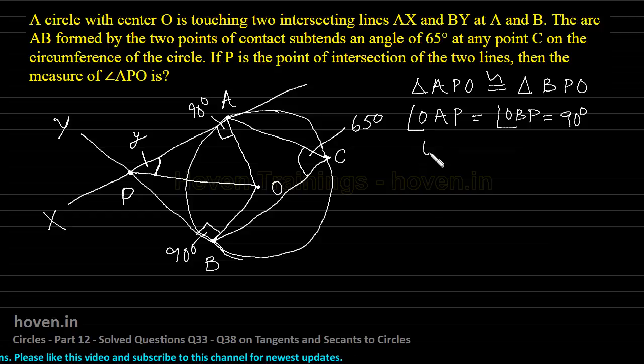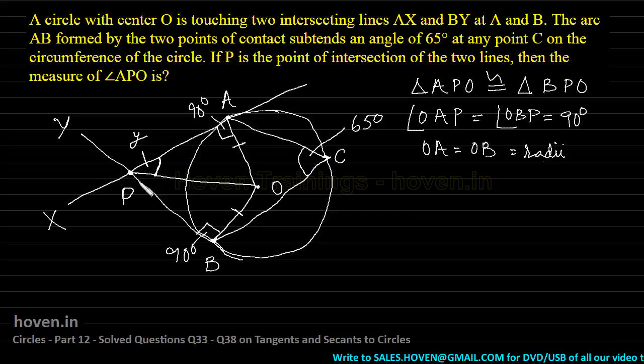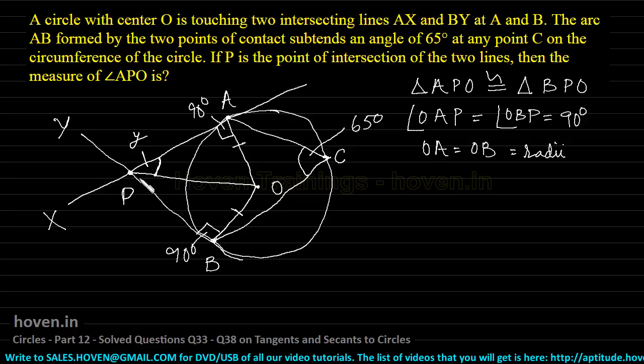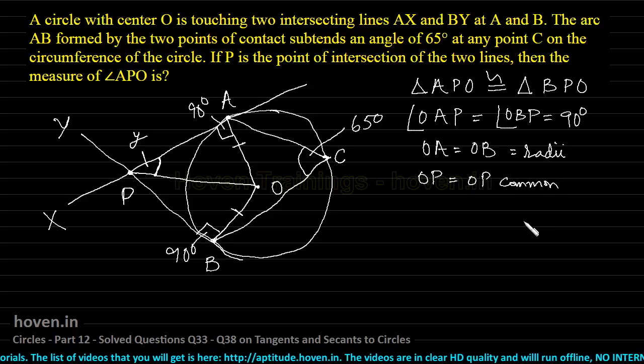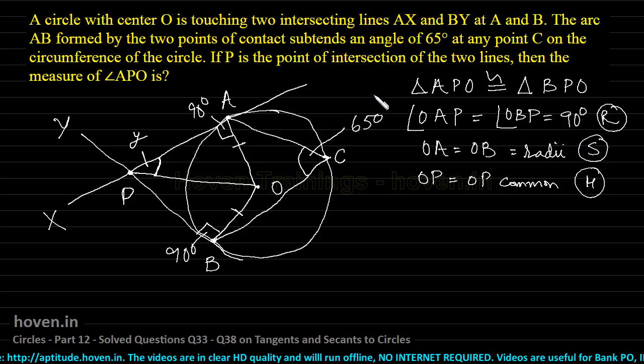Secondly, we have OA equal to OB, equal to radii of the same circle. That is, in this triangle, OA is the radius and in the lower triangle, OB is the radius. So, radius and radius, they are equal. And OP is the hypotenuse for this triangle and for this triangle. So, OP is common to both the triangles. So, by the right angle hypotenuse side rule, these two triangles are congruent.